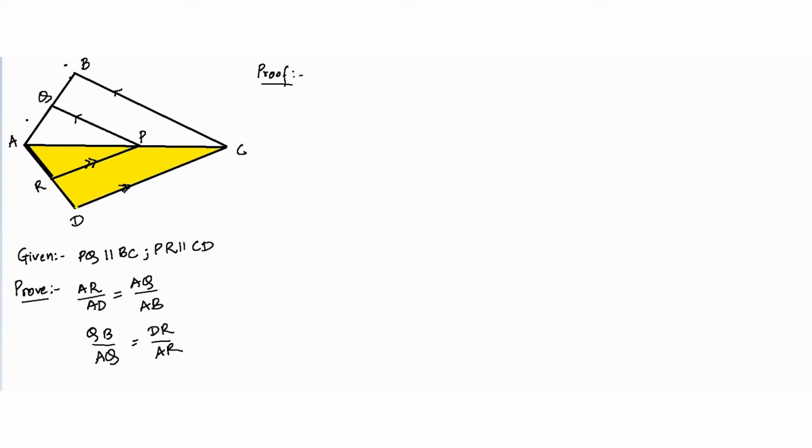So in triangle ADC, I can say that RP is parallel to DC, and therefore by using BPT, I can say that AR upon RD is equal to AP upon PC, right? This is by BPT. This is the first result that I obtained.